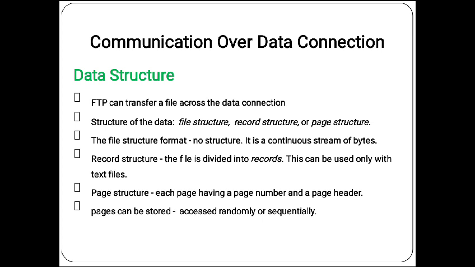Communication over data connection. Data structure. FTP can transfer a file across the data connection using one of the following interpretations of the structure of the data: file structure, record structure or page structure. The file structure format has no structure. It is a continuous stream of bytes. Record structure. The file is divided into records. This can be used only with text files. Page structure. Each page has a page number and a page header. Pages can be stored to access randomly or sequentially.